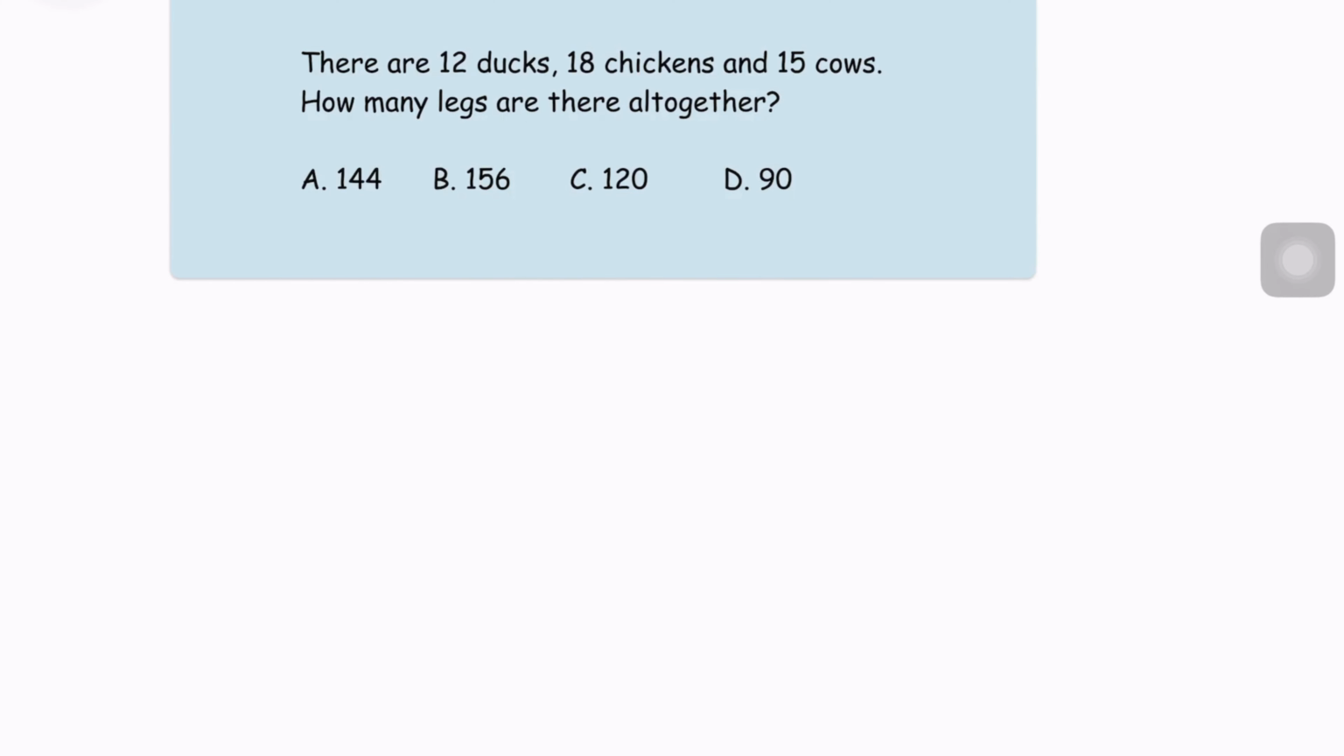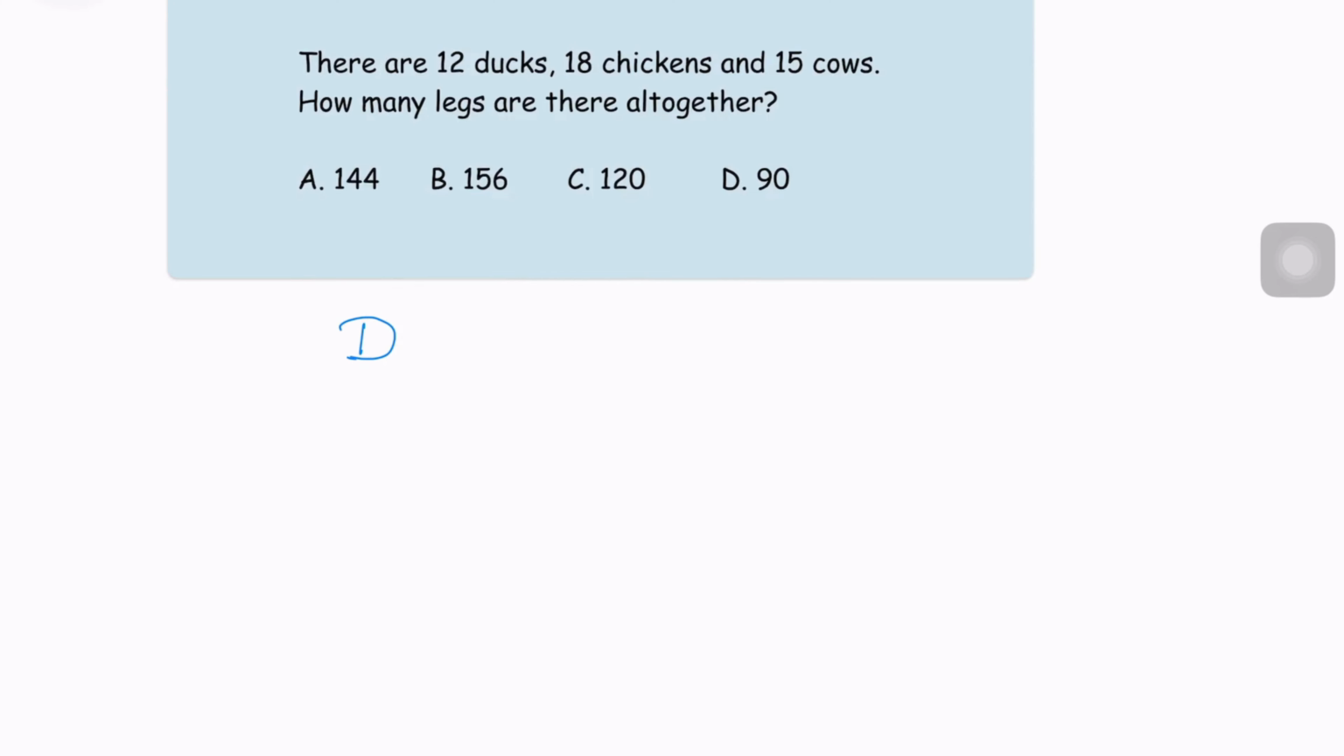There are 12 ducks, 18 chickens, and 15 cows. How many legs are there altogether? So let's try to see. So there are 12 ducks. Let's write down D, which will represent ducks. Ducks we know have 2 legs. Then there are chickens. Chickens also have 2 legs. Then there are cows. Cows have 4 legs.